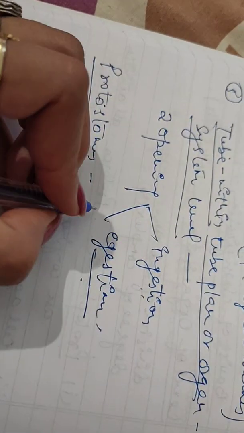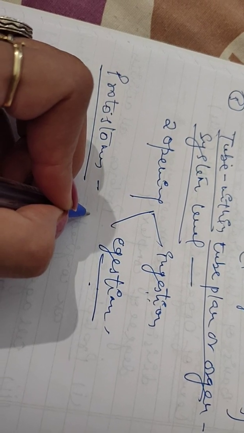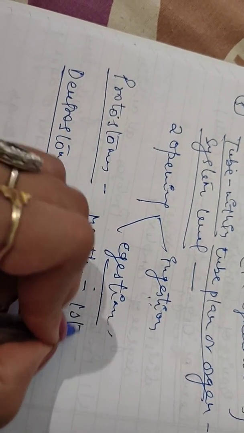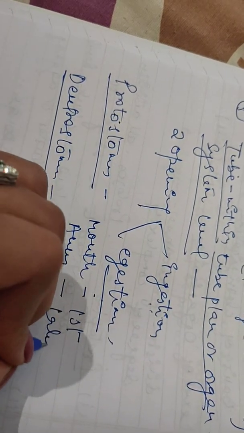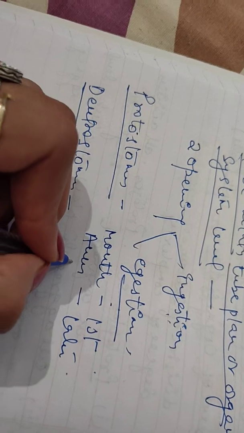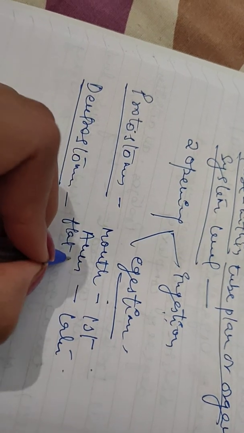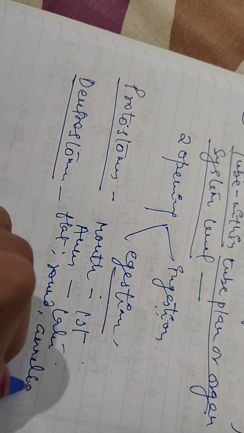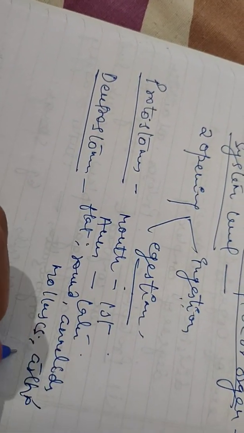Protostomes means the mouth of the digestive tract develops first in the embryo and the anus is formed later. Mouth develops first and anus forms later during embryonic development. Examples of protostomes are flatworms, roundworms, annelids, mollusks and arthropods.